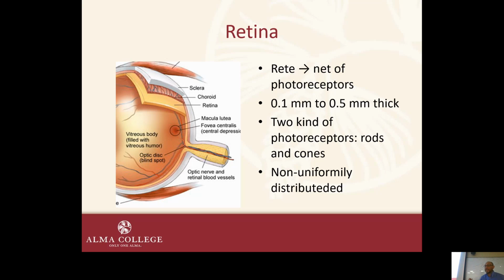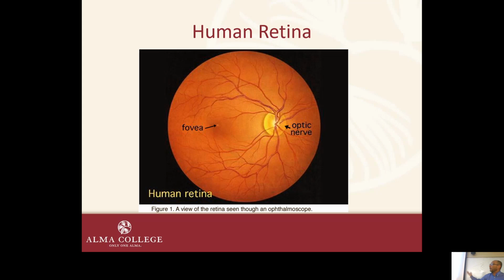The retina is kind of like a fingerprint. You can actually take pictures of the retina of a person, and it will be a way of identifying that person. It's that unique. This is how the retina looks like.